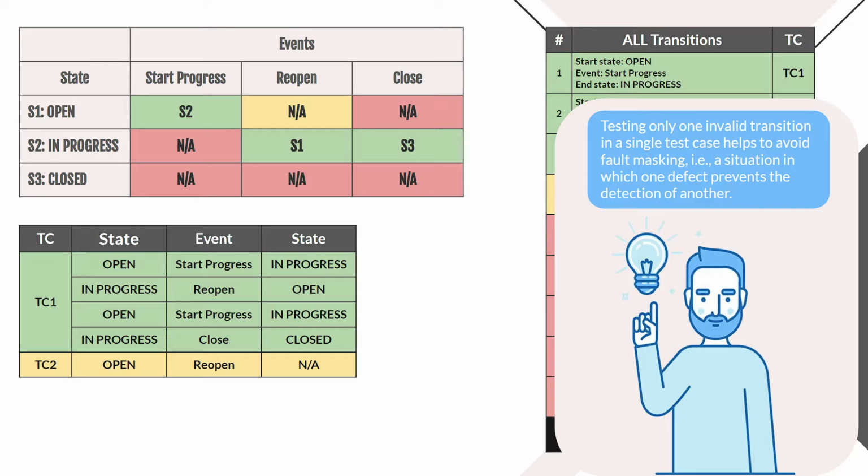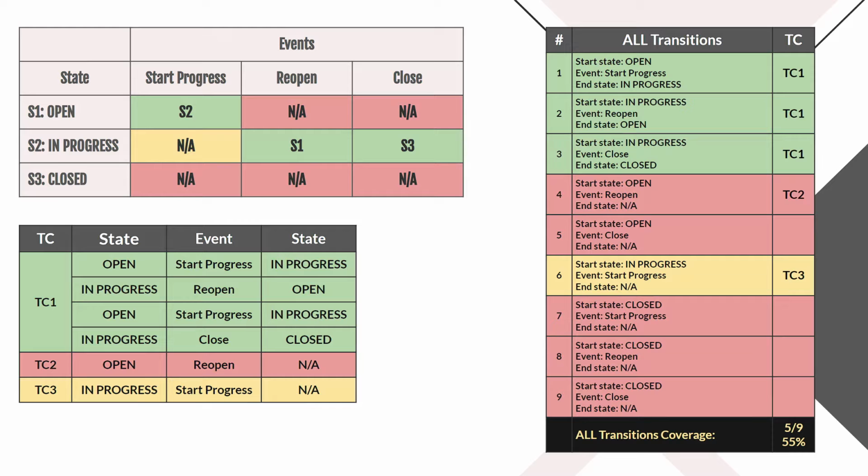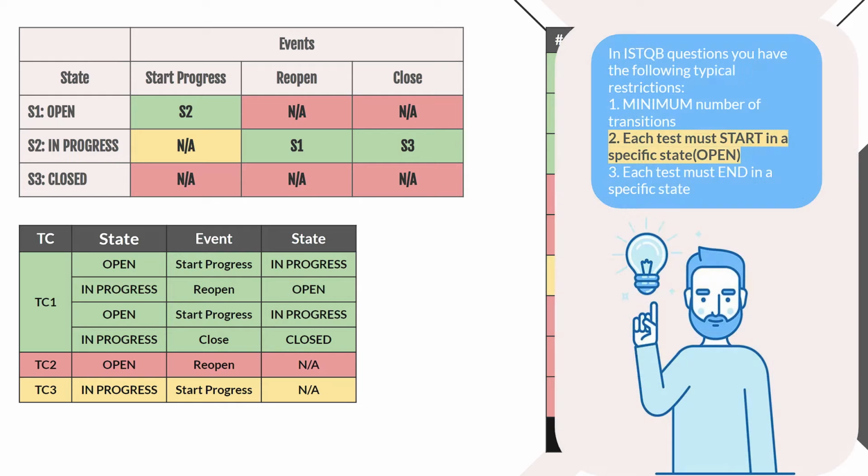Testing only one invalid transition in a single test case helps to avoid fault masking, a situation in which one defect prevents the detection of another. Similarly, if we want to test the transition from the in-progress state through the start-progress event, we have to write a separate test again. In our example, we are not limited by additional conditions. But as we highlighted before, in ISTQB questions, you can have restrictions. For example, each test must start in the open state. This fundamentally changes the situation.